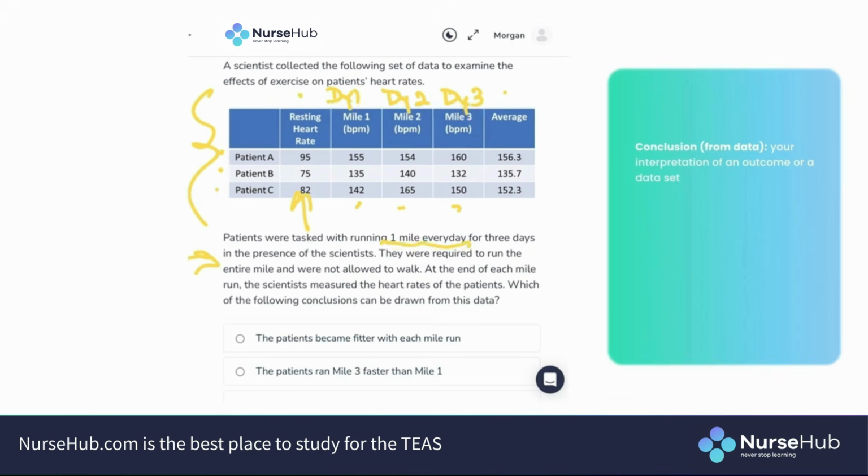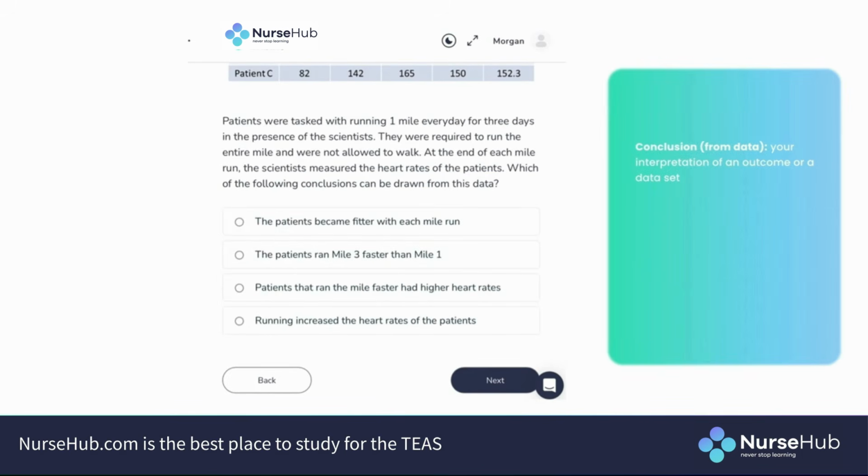So I'm going to delete some of my annotations here so that I can scroll up. The patients became fitter with each mile run. The patients ran mile 3 faster than mile 1. The patients that ran the mile faster had higher heart rates, or running increased the heart rates of the patients. Okay?